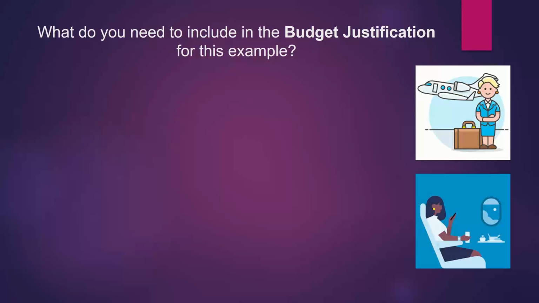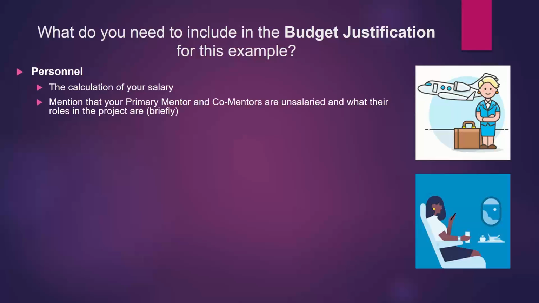So what do you need to include in this budget justification for this example? Personnel. So the calculation of your salary, the mention that your primary mentor and co-mentors are unsalaried and what their roles in the project are, but that they're not getting any money from your budget.